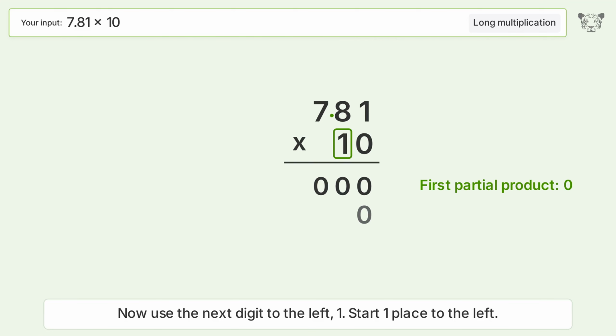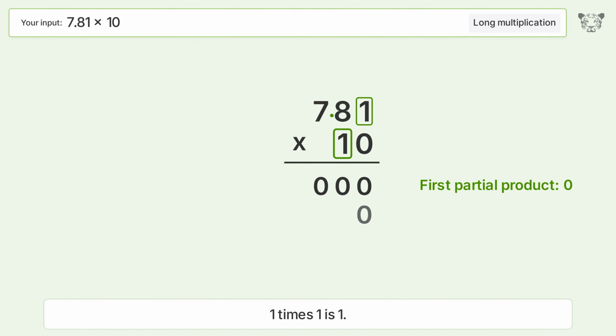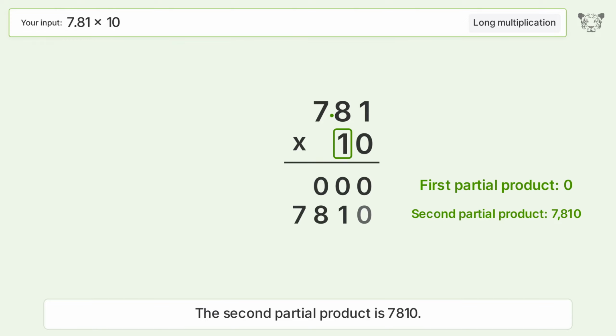Now use the next digit to the left, 1. Start one place to the left. 1 times 1 is 1. 1 times 8 is 8. 1 times 7 is 7. The second partial product is 7,810.